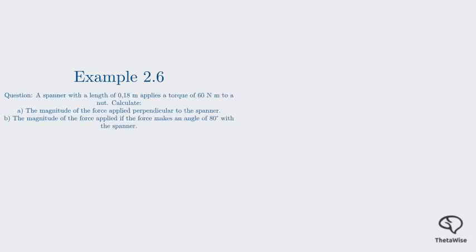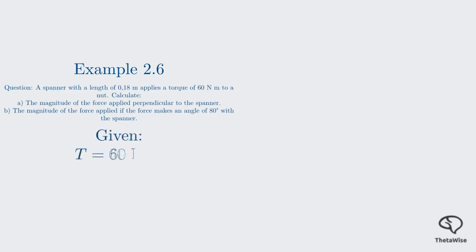Let's move on to example 2.6. Our objective here is to work backward from a given torque to find the force. The problem states, a spanner with a length of 0.18 meters applies a torque of 60 newton meters to a nut. We need to calculate two things. First, the perpendicular force, and second, the force if it's applied at an angle of 80 degrees. Let's list the given values. The torque T is 60 newton meters, and the radius r is 0.18 meters.